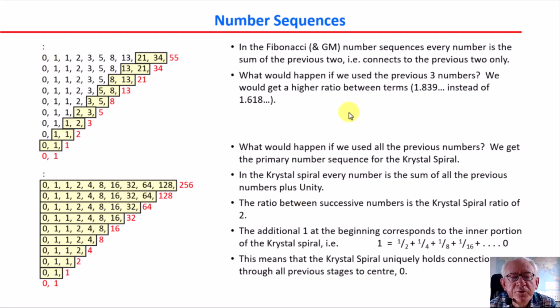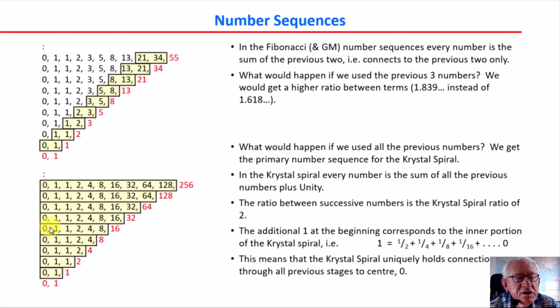Now, what would happen if, instead of adding 2 numbers, we added a larger number of numbers, 3 numbers, 4 numbers, and so on? We would get progressively greater ratios between the terms. Now, what would happen if we used all of the previous numbers? In other words, if we added all of the previous numbers in the number sequence. In this case, we get the Krystal spiral sequence. In other words, as we add all the numbers, every element in the Krystal spiral is the sum of all the prior elements plus unity.